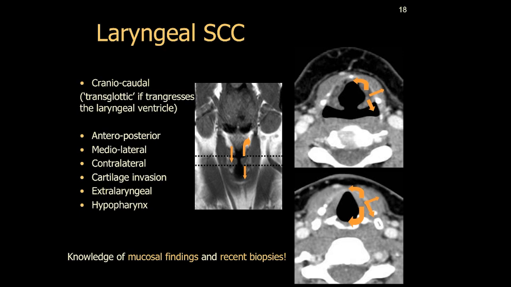Laryngeal tumors can spread in any direction. When assessing for craniocaudal spread, a tumor that crosses the laryngeal ventricle is described as transglottic. Therefore, if a glottic tumor extends to the supraglottis, it becomes transglottic, and vice versa.